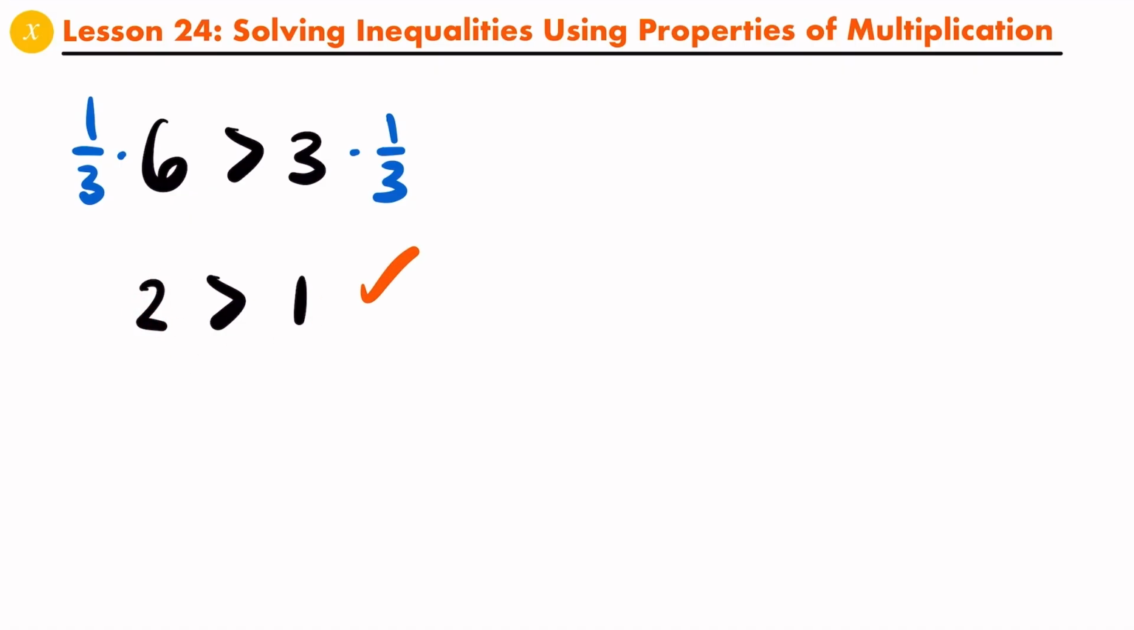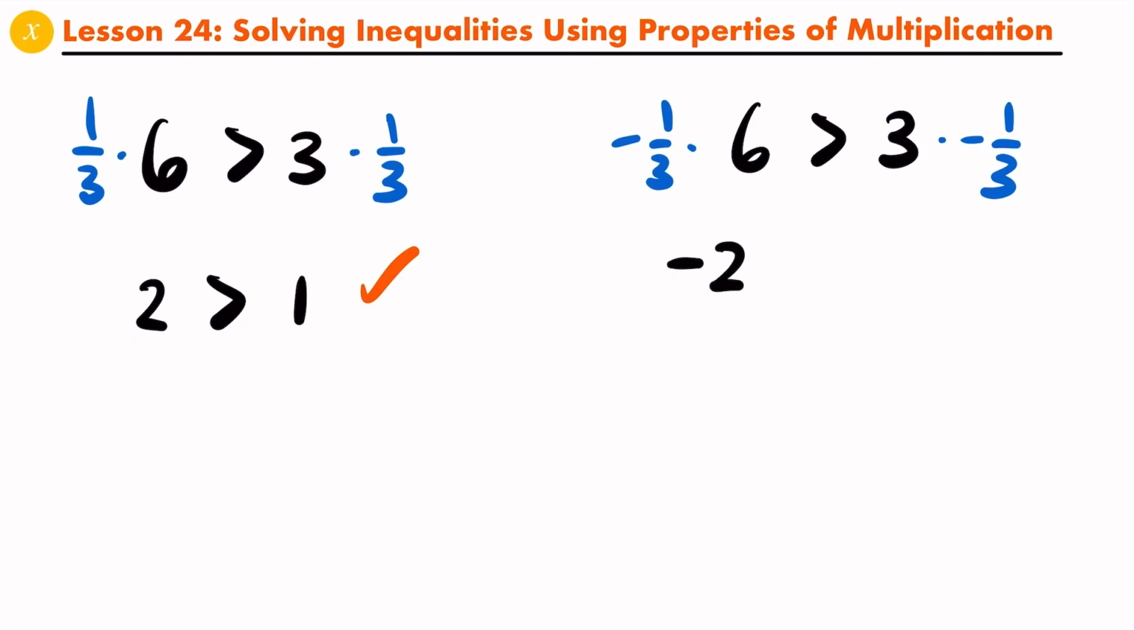So multiplying both sides by a positive number seems to work just fine, but watch what happens if we multiply by a negative number instead. If we use the same inequality here of 6 greater than 3, but instead of multiplying both sides by positive 1/3, let's multiply both sides by negative 1/3. What will happen now? Well, 6 times 1/3 is still 2, but now there's a negative sign to account for. So 6 times negative 1/3 will give us negative 2. And then if we drop that inequality sign, we'll have negative 2 is greater than 3 times negative 1/3, which will be negative 1. You could think of this as 3 divided by negative 3, which is negative 1.